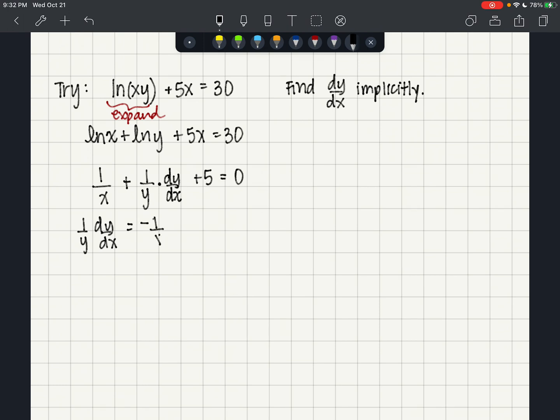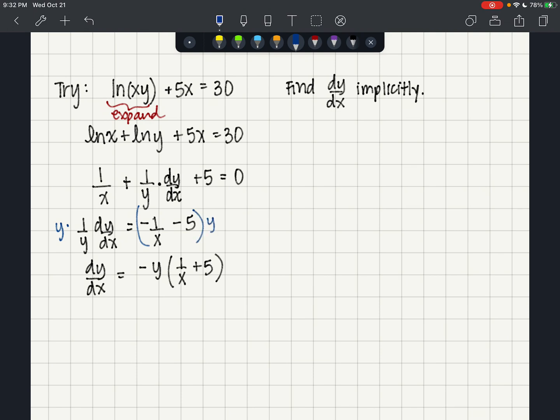So I've got negative 1 over x minus 5, and then I'm going to multiply every term by y, and I get dy/dx equals negative y times 1 over x plus 5. So see how I just factored out that negative and I put it out there with the y because I multiplied both sides by y. So I multiplied by y, and then multiply by y.